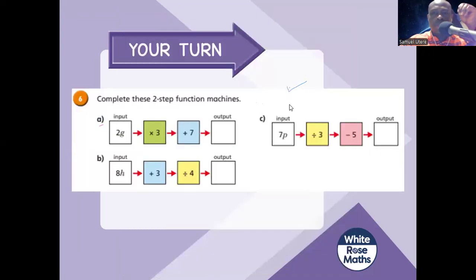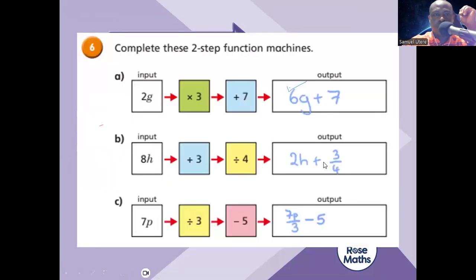And here is question 6. You can pause the video and answer this in about a minute. Assuming you've paused the video and really worked through this, taking care to think about all the things you've learned, here are the answers. So here, 2g, you multiply by 3 before you add 7. Here, 8h, add 3, divided by 4.